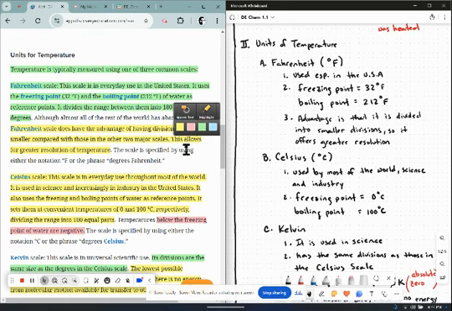Why do we use it in the United States? Because it offers greater resolution. There's more divisions in the scale between the freezing all the way up to the boiling. The rest of the world and the scientific community and much of industry uses what's called the Celsius scale. 0 degrees represents freezing for water, and 100 degrees Celsius represents boiling for water.